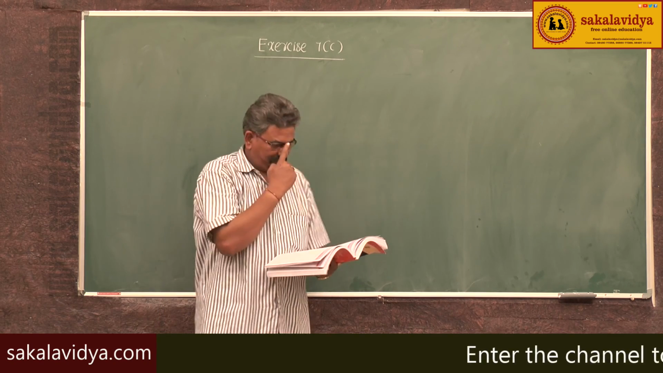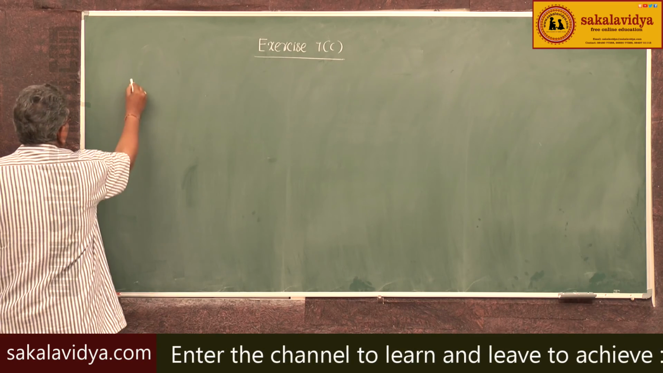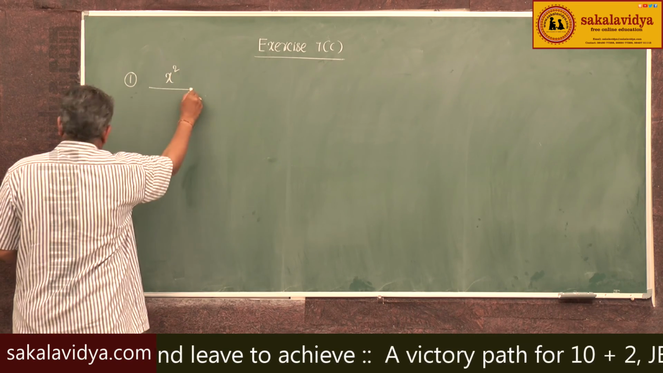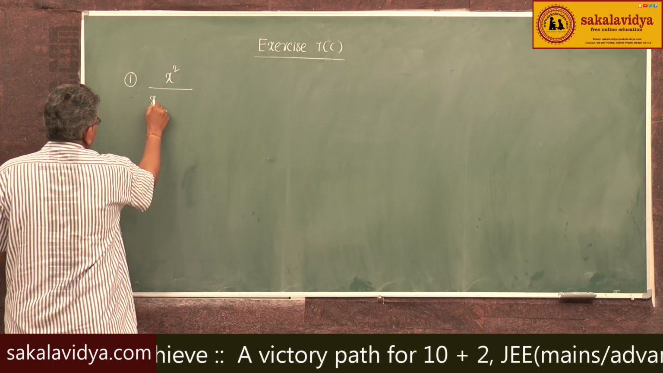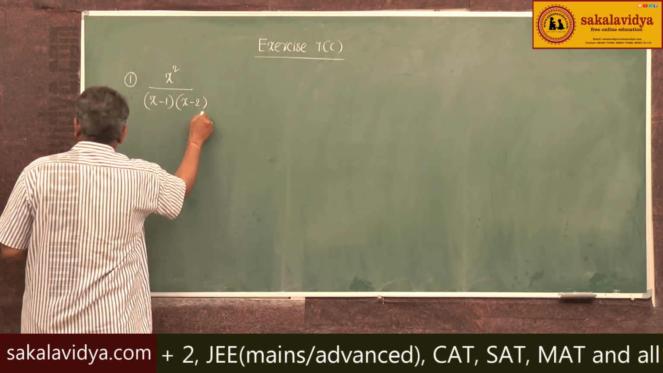Exercise 7C. First problem. Resolve x square by x minus 1 of x minus 2 into partial fractions.